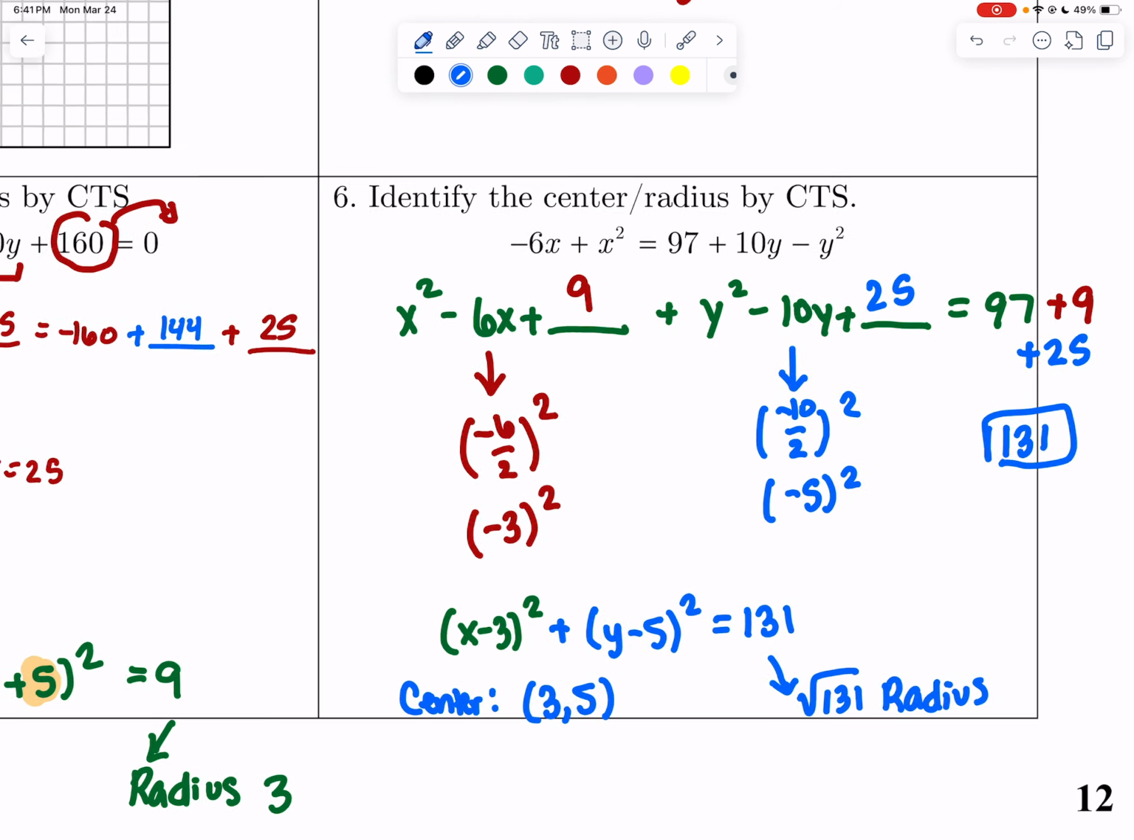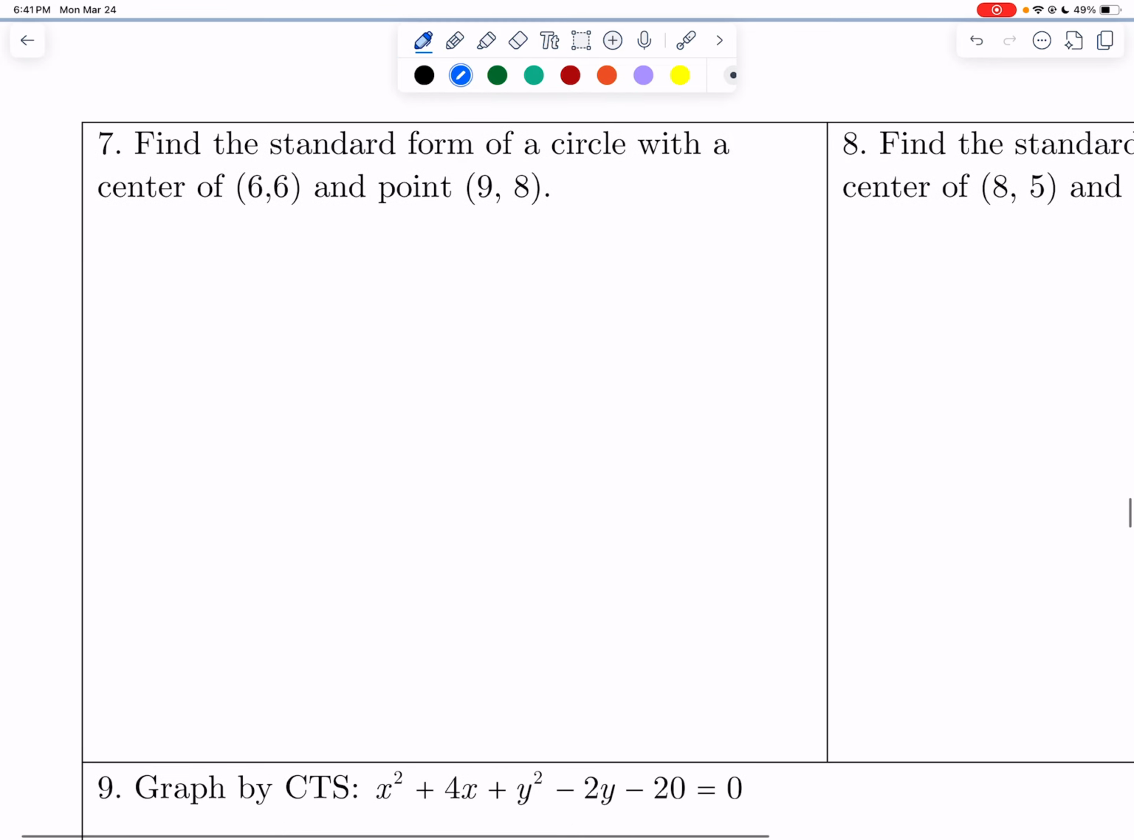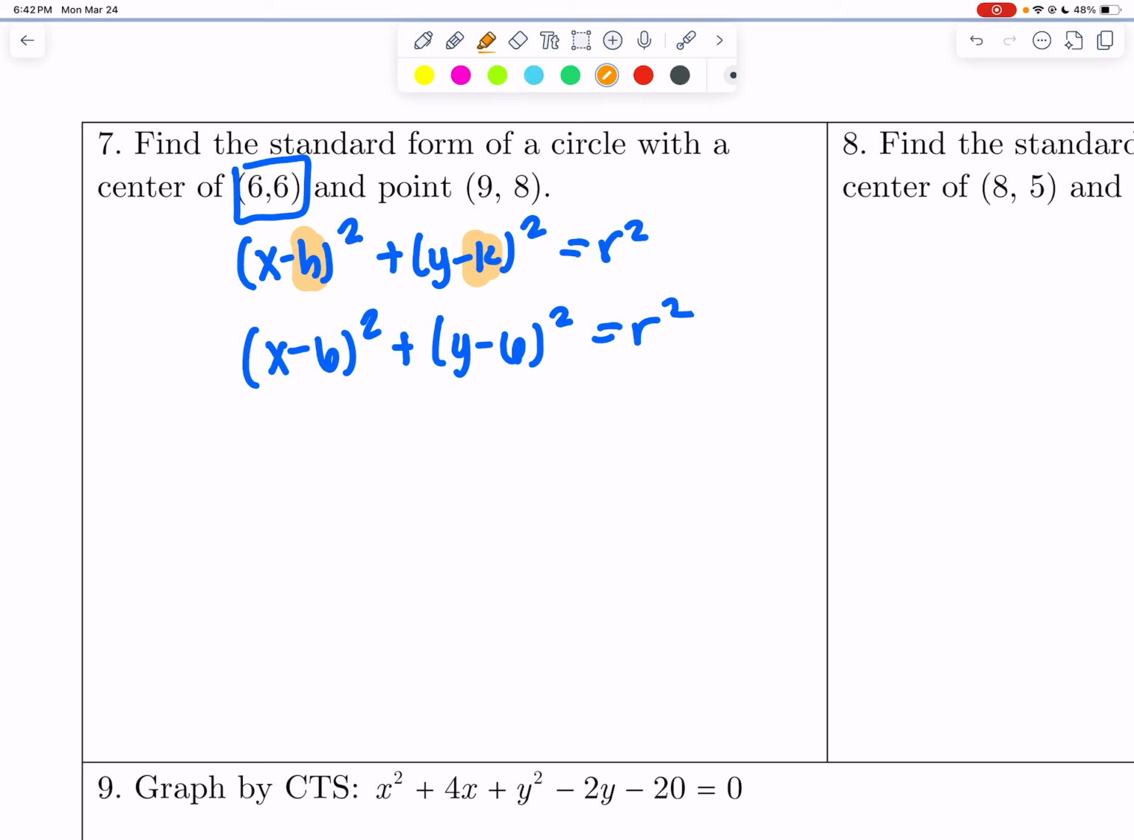All right, now sometimes they might give you the center, and they also might give you a point on the circle. And then what you're going to do here is just find out what the radius is based off of that point. Now, remember earlier I mentioned that the standard form of a circle is x minus h squared plus y minus k squared is equal to r squared. Hypothetically, you already know what h and k are because that's going to be my center. In this case, it's going to be 6, 6. And then you already know what x and y are because those are going to be your points that we have. In this case, 9, 8.